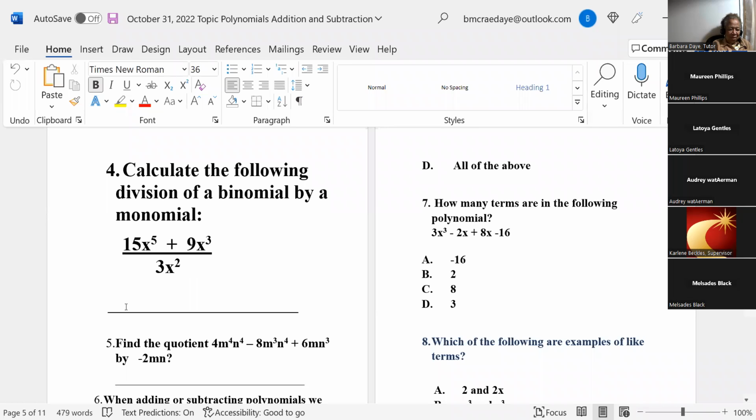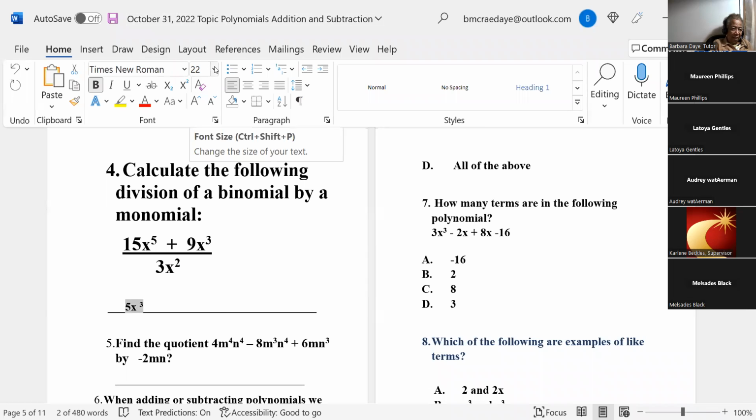To what power? Two, to the power 7. What do you do when you divide? What do you do to the exponents? You subtract. So it'd be 5x to the power of what? 5 minus 2 is 3. That's right, so that would be a 3. Let me make that bigger.